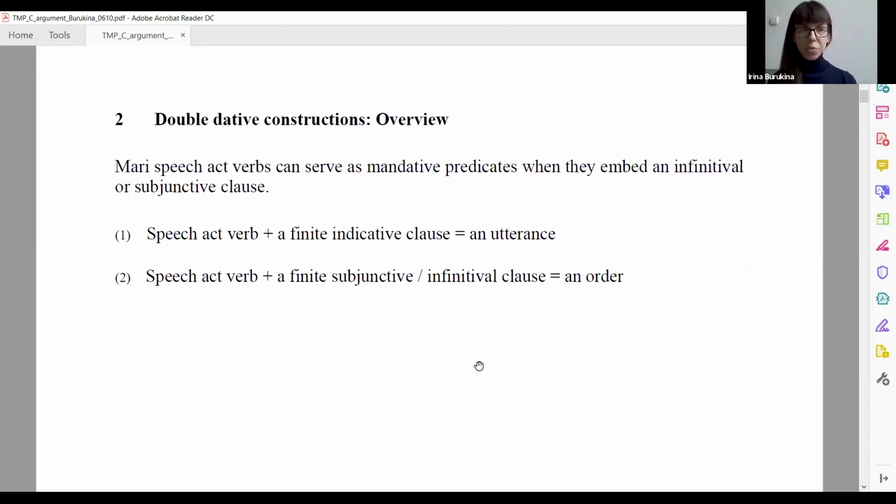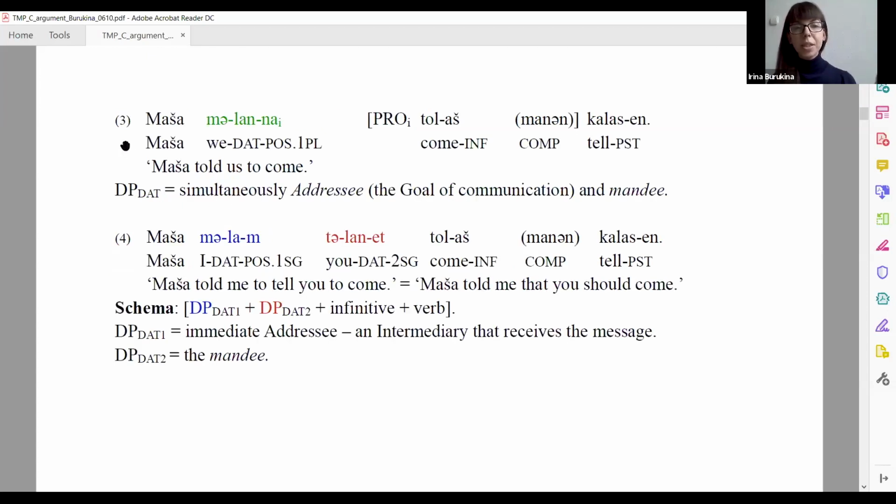And just as in Russian, Mari speech-act verbs can serve as mandative predicates when they embed an infinitival or a subjunctive clause. So when they embed a finite indicative clause, we get a simple utterance. But when they embed a finite subjunctive or a non-finite clause, then we suddenly get an order. And you can see an example here in 3.